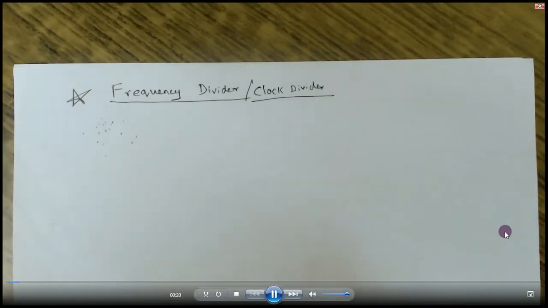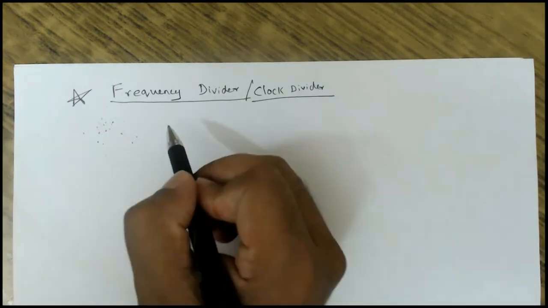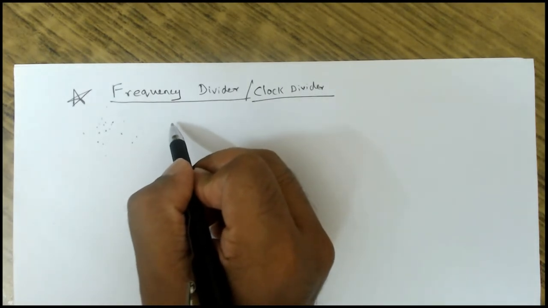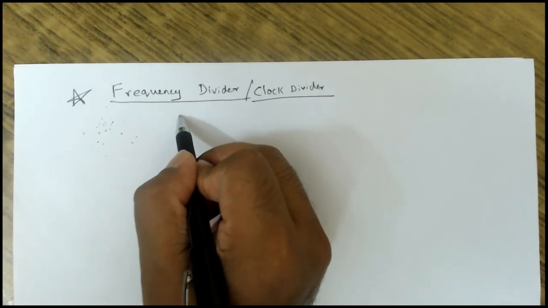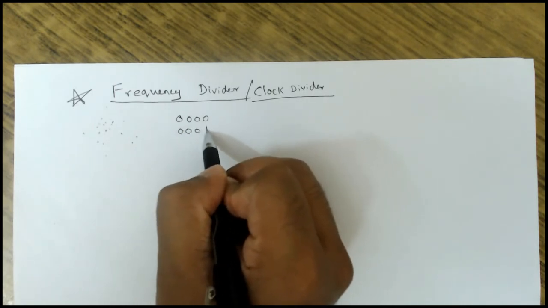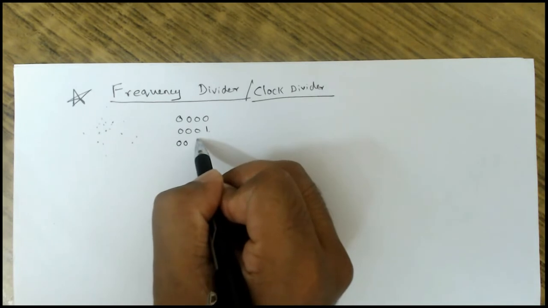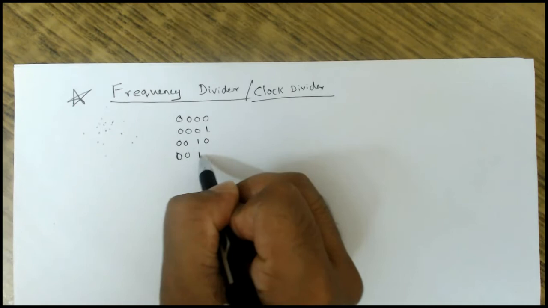Let me take an example first: why this frequency divider is used in digital design. Think that you have implemented a counter. After every increment, when it is 00, after incrementing one time, this bit goes high, and after incrementing one more time, this bit goes high, and after incrementing one more time, this bit goes high.